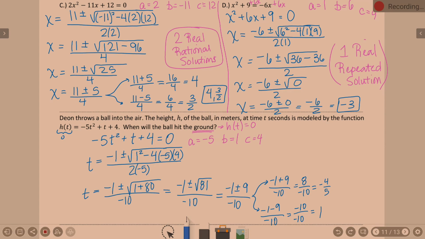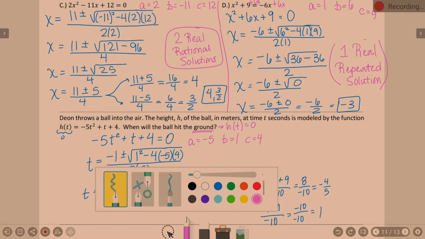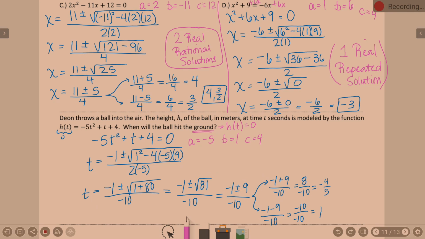Okay. The question was, when will the ball hit the ground? After 1 second? Is the ball going to hit the ground at a negative time? No.